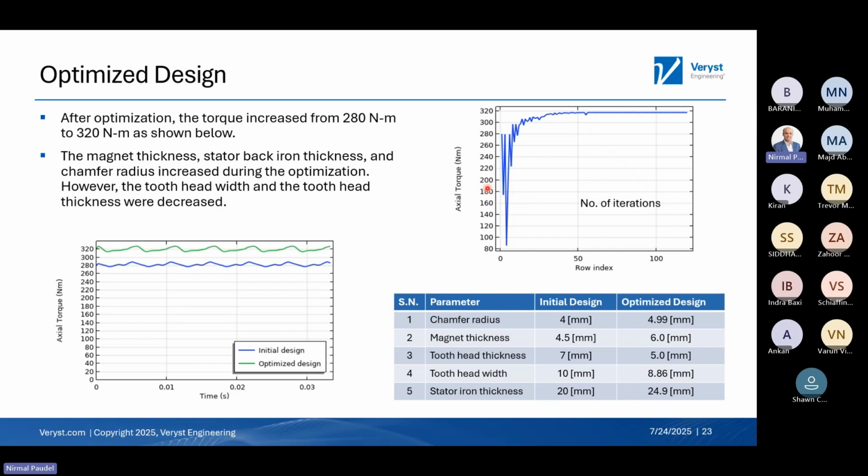So here is the actual torque as a function of number of iterations. It went to 320. So basically after optimization we increased from 280 Newton meter to 320. That's quite a change between the two. So here is a graphical comparison: the initial design, the blue, and the optimal design, the green one.